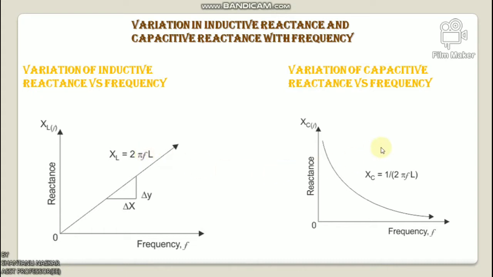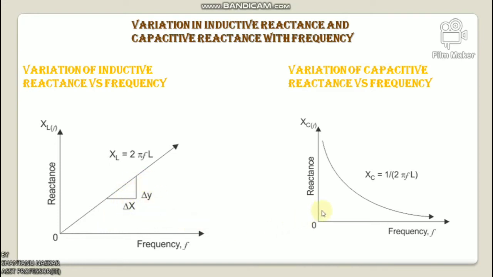The circuit acts as a short circuit. But when frequency increases, inductive reactance also increases. At infinite frequency, inductive reactance becomes infinity and circuit behaves as open circuit. It means that when frequency increases, inductive reactance also increases, and when frequency decreases, inductive reactance also decreases. So if we plot a graph between inductive reactance and frequency, it is a straight line linear curve passing through the origin as shown in this figure.